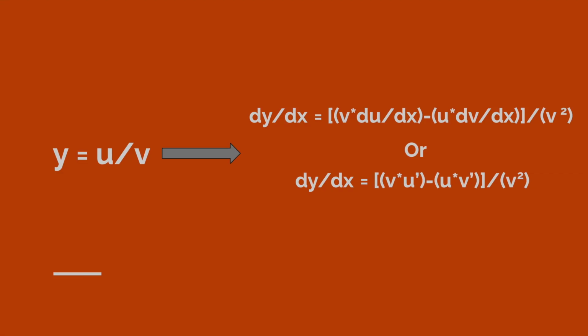Or, as seen in the slide, it can be seen as y is equal to u over v being differentiated into dy with respect to dx is equal to v times du with respect to dx minus u times dv with respect to dx all over v squared. Or dy over dx is equal to v times the derivative of u minus u times the derivative of v all over v squared.